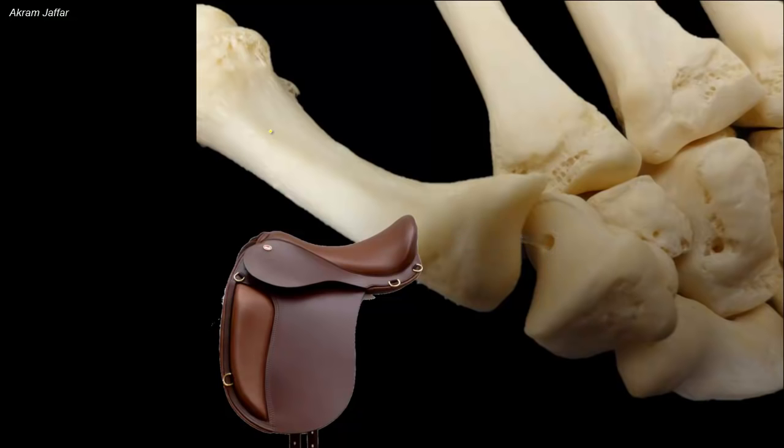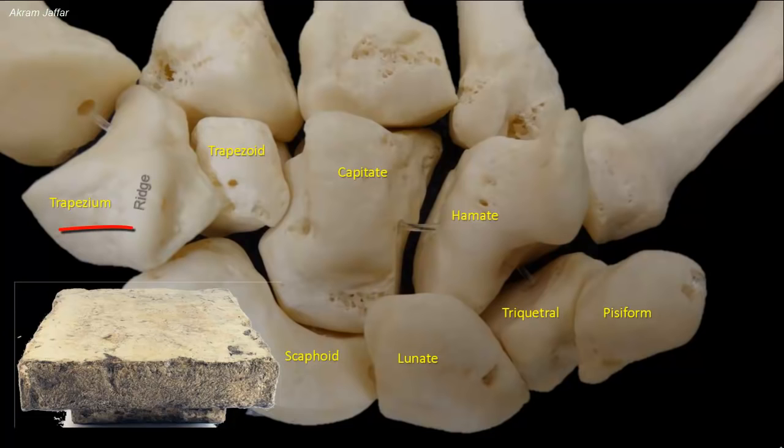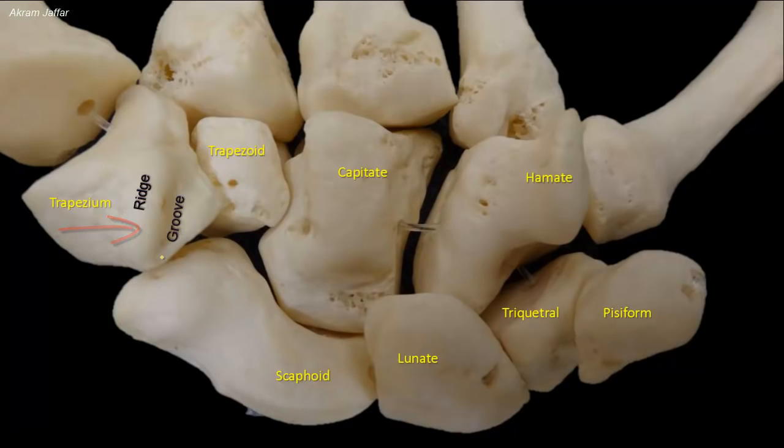The trapezium has a prominent ridge or tubercle with a groove on its medial side, lying on the palmar surface. The tendon of flexor carpi radialis runs in the groove to be attached to the base of the second metacarpal bone. This tendon is separated from other tendons by a deep partition that bridges the groove on the trapezium.